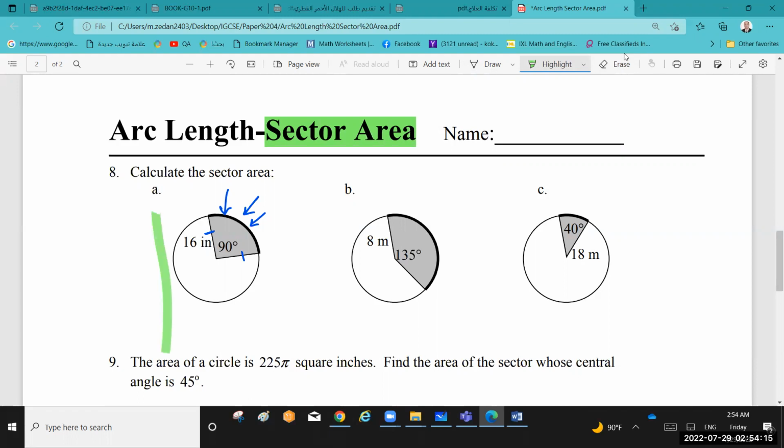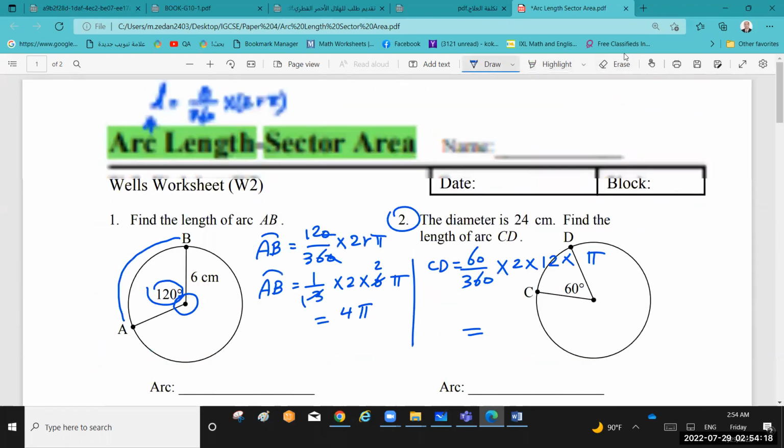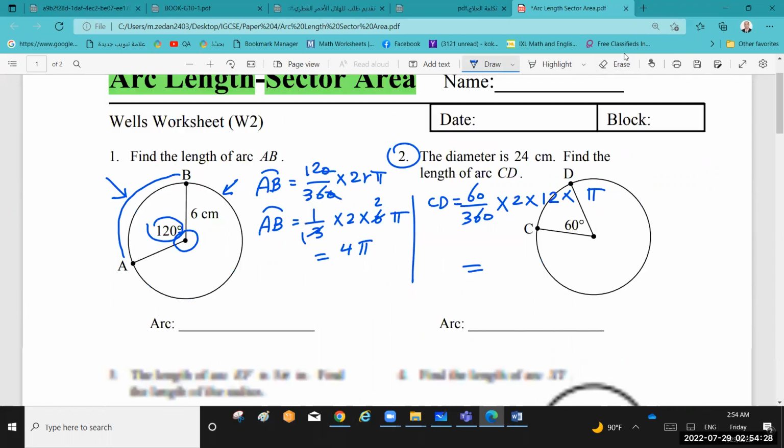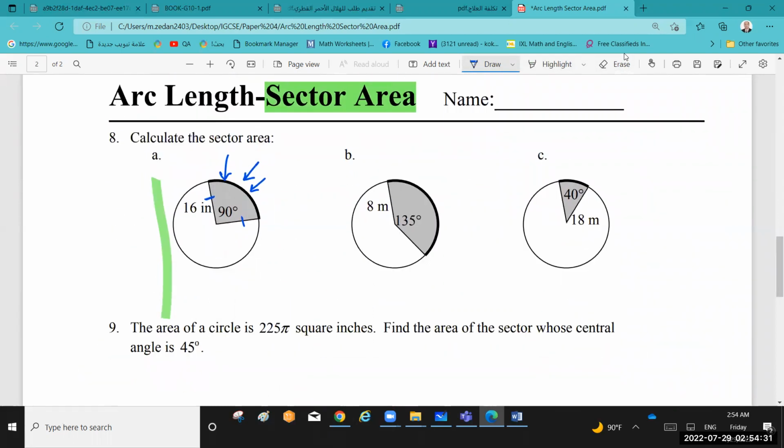You remember when I calculated the arc length, I divided this ratio, theta over 360, multiplied by the circumference of a circle, because the arc is part of the circumference. By the same idea, you can find the area of this sector by taking theta over 360 times, this time, the area of the circle. Again, the area of the sector is theta over 360 times the area of the circle, pi r squared. This is the formula to calculate the area of a sector.